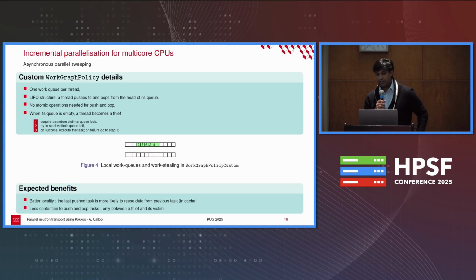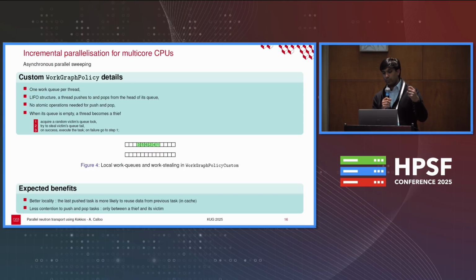What we've done with our custom work graph policy, we've put one work queue per thread. We've had a last-in, first-out structure. This way we maximize locality, both spatial locality and temporal locality, in our problem. And also, we could avoid atomic operations in this case. So the way it happens, when a thread has its queue empty, it becomes a thief. So we've implemented the work stealing mechanism.